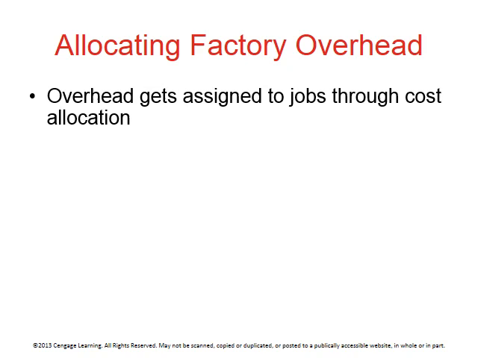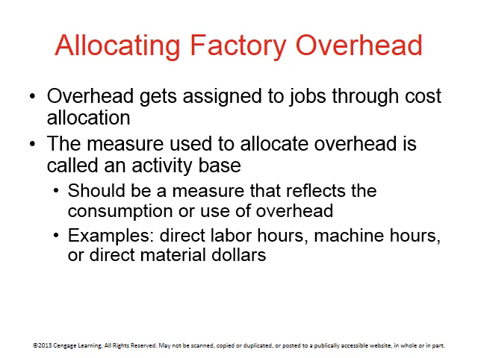So now we have that big factory overhead number. How do we allocate factory overhead to jobs? How do we allocate the utilities expense, for instance, to jobs? Well, we have to allocate it through cost allocation. So the measure used to allocate it is called an activity base. So it could be something of consumption. So it could be direct labor hours.